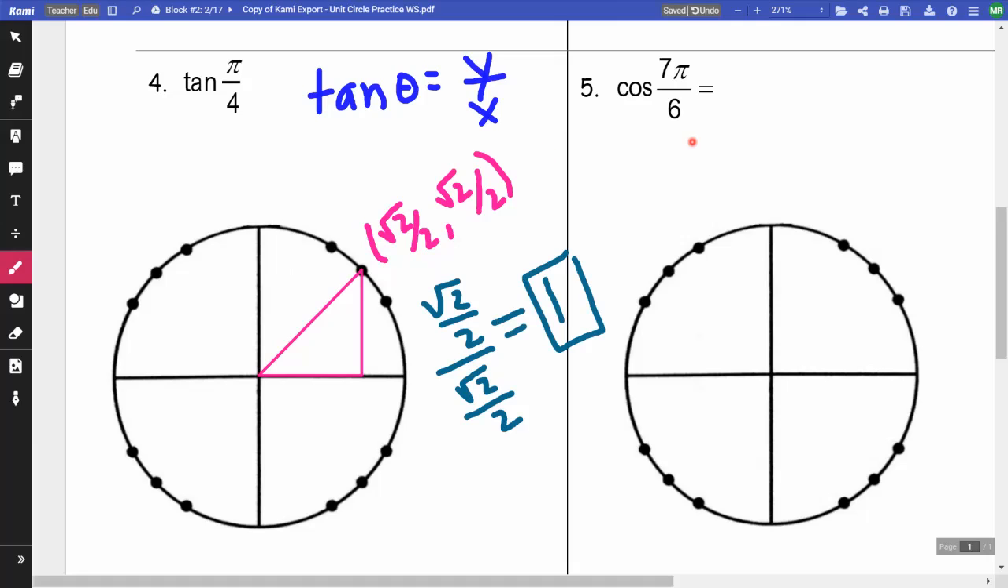Cosine of 7 pi 6. Okay, so now when I'm dealing with my 7 pi 6, as I go all the way around to here, this is going to be pi, or 6 pi 6. And if I continue going all the way around to here, which is 2 pi, but I'm adding another 6 pi 6, that's going to be 12 pi 6. And I want 7 pi 6. So 7 pi 6 is going to be here. Okay, right here.